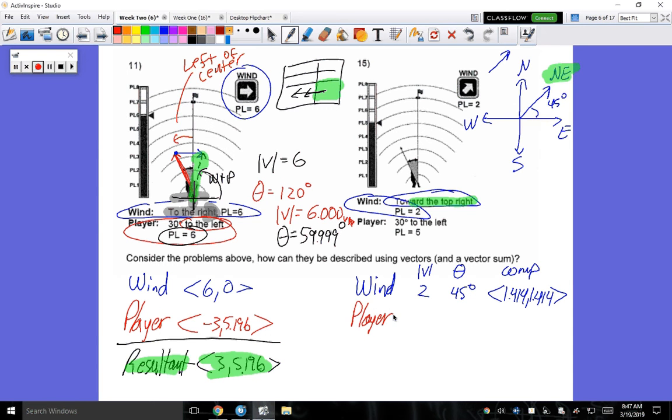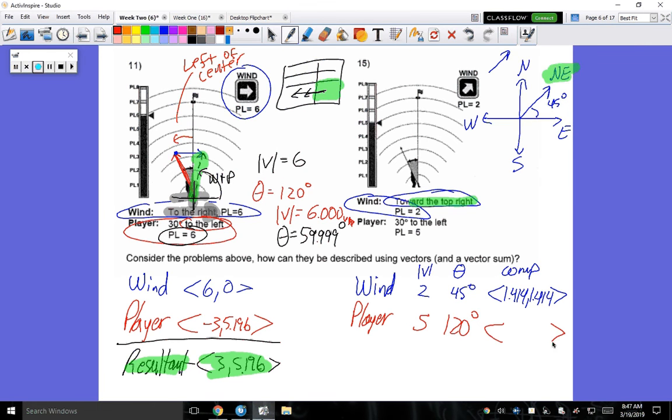So the player's vector has a power level of 5. It's going 30 degrees to the left. Again, from 0 degrees, that means this 90 plus the 30, which would give you 120. So we're going to put 120 right here.